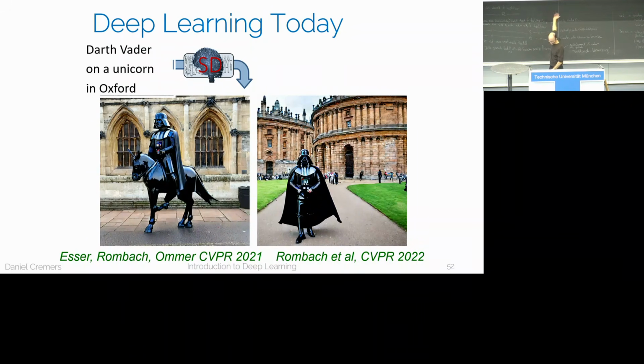Or on the right image, you could say, where's the unicorn? Where's your unicorn, Darth Vader? You were supposed to be on a unicorn. Well, I guess he stepped down from the unicorn for the photograph. And it looks like a photograph, right? This is not a photograph. This was completely synthetically generated. This picture, there was no real scene that existed that looked like that.